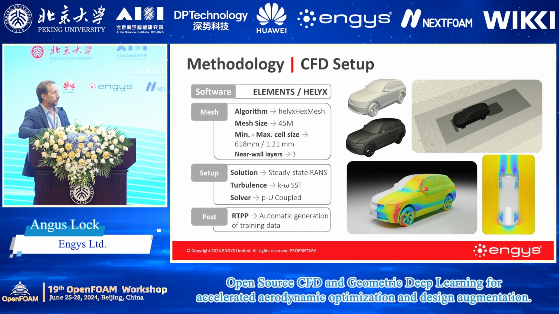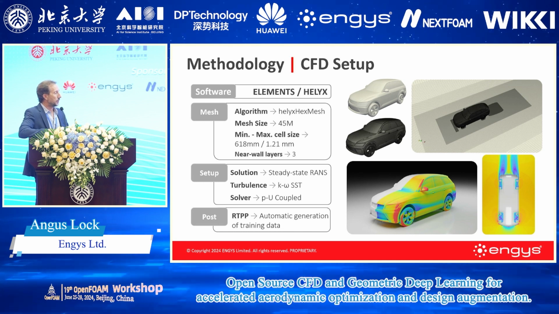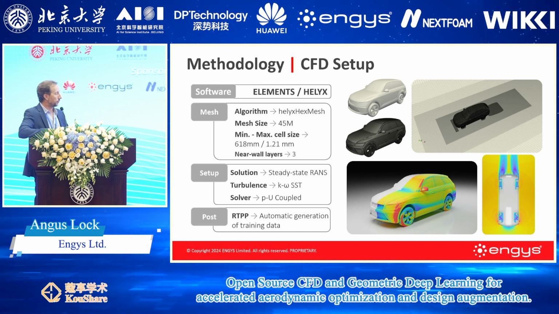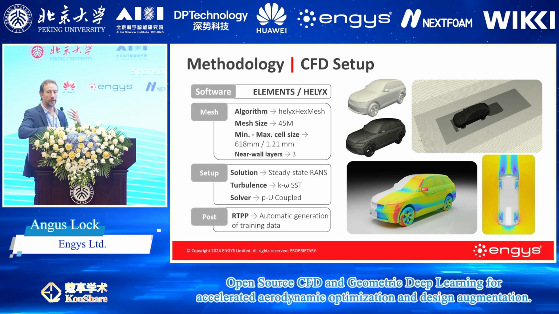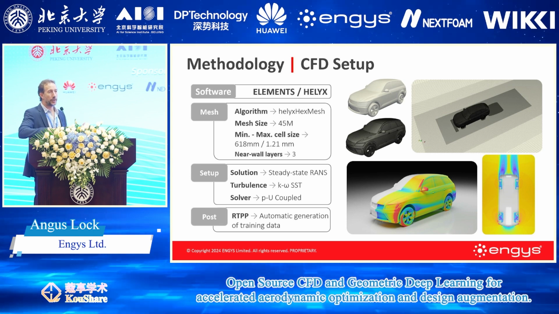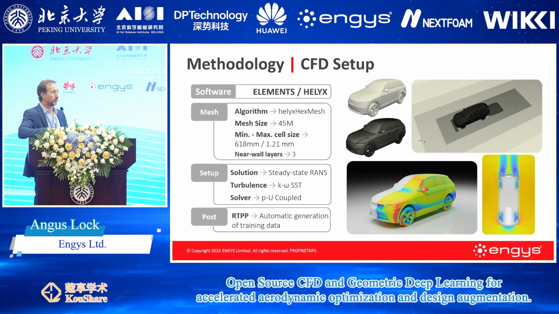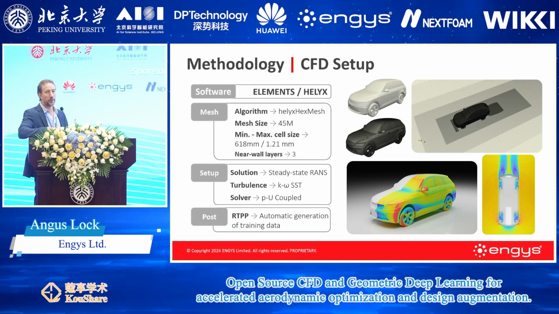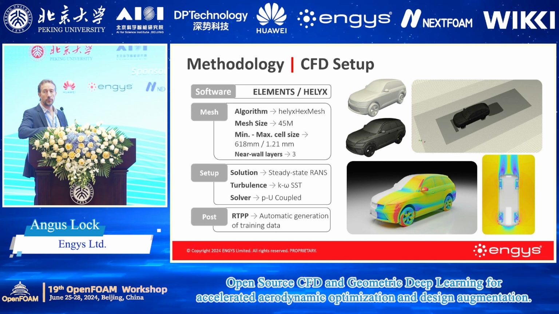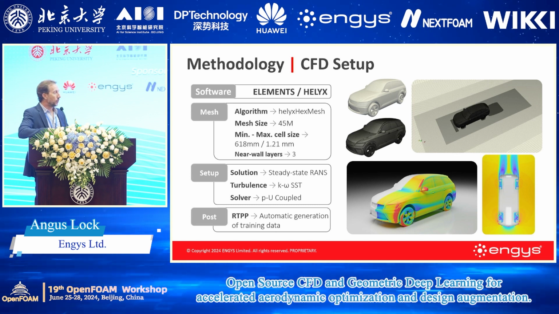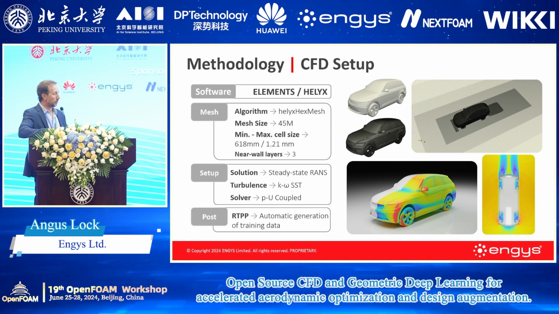And then we also have an extension to post-processing. So we recently developed runtime post-processing, so we can generate images and VTK objects on the fly as the solution is progressing. And so again, all of the post-processing data, all of the training data that was needed for the graph neural network was automatically generated while we were doing the solutions.